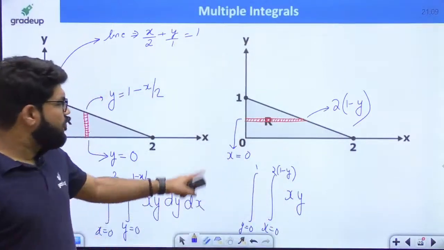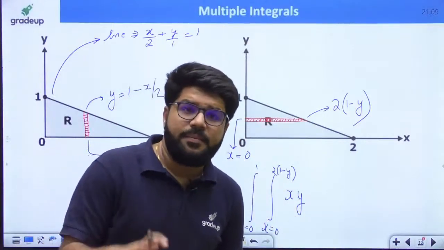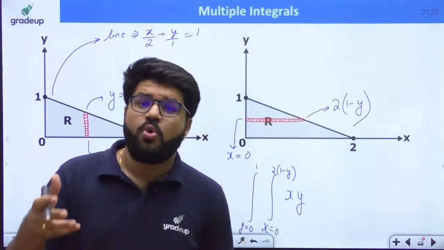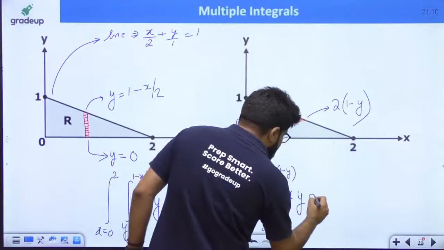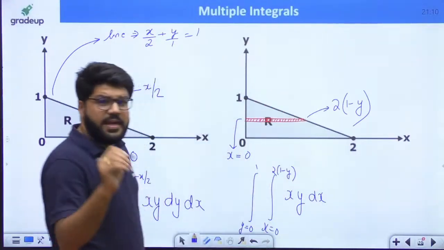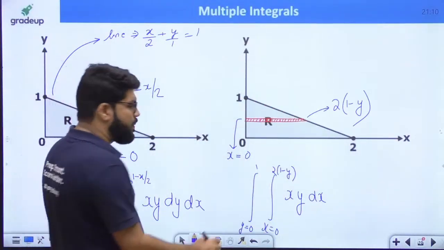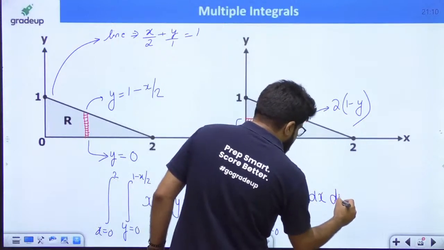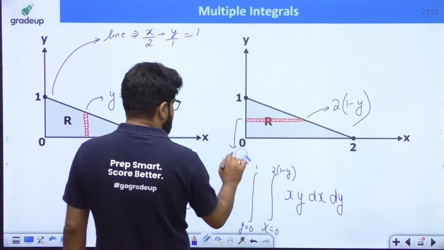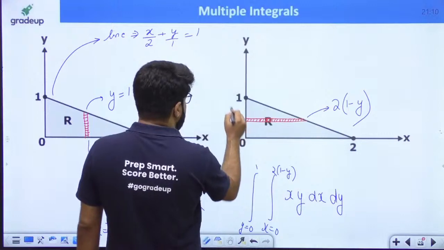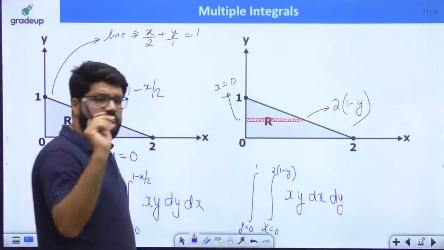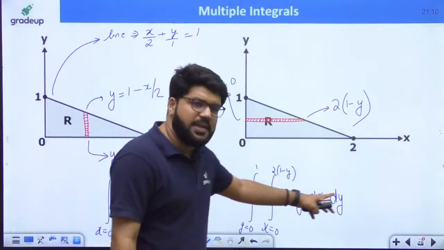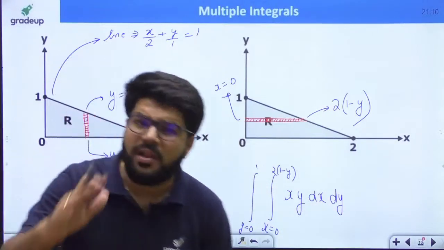Now because the limit of x depends on y, who is to be integrated first? The integration is to be done first with respect to x, dx, and then dy, right? Because the limit of x depends on y, you have to first integrate with x. So here it will be dx dy, and you solve it.